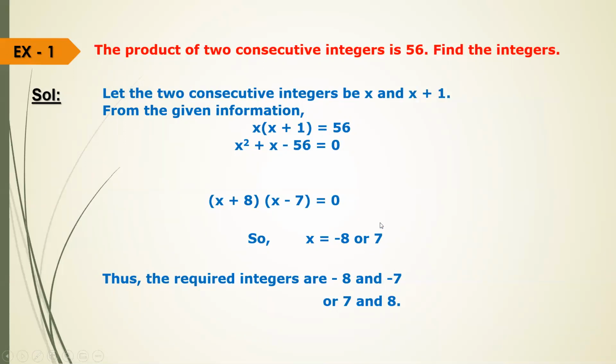And if I take the first integer as 7, it means x is equal to 7, the second integer is 7 plus 1, which is 8. So both the answers you have to give as integers are asked in the question. And this is how you will write the integers. If x is minus 8, x plus 1 is minus 7. And if x is 7, x plus 1 is 8. Now see the next example.